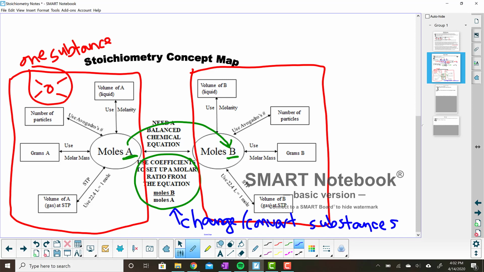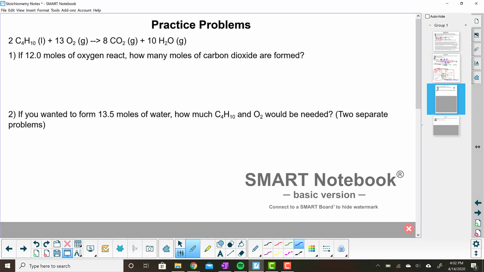Let's go ahead and work through some examples. I have this reaction here at the top that says 2C4H10, so that's 2 moles of butane plus 13 moles of oxygen can react together to form 8 moles of carbon dioxide and 10 moles of water.